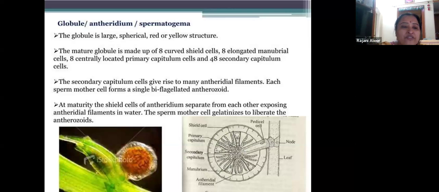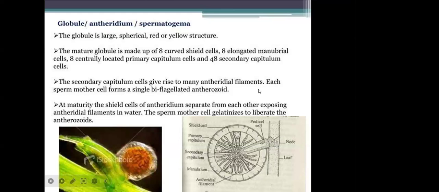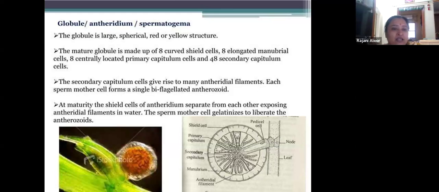Now each and every globule is a ball-like structure. The wall consists of large plate-like cells called shield cells. How many shield cells are there? Eight cells, you can count them: 1, 2, 3, 4, 5, 6, 7, 8. Yes or no? Eight plate-like shield cells. Very important. The number of shield cells is also most important for the examination.